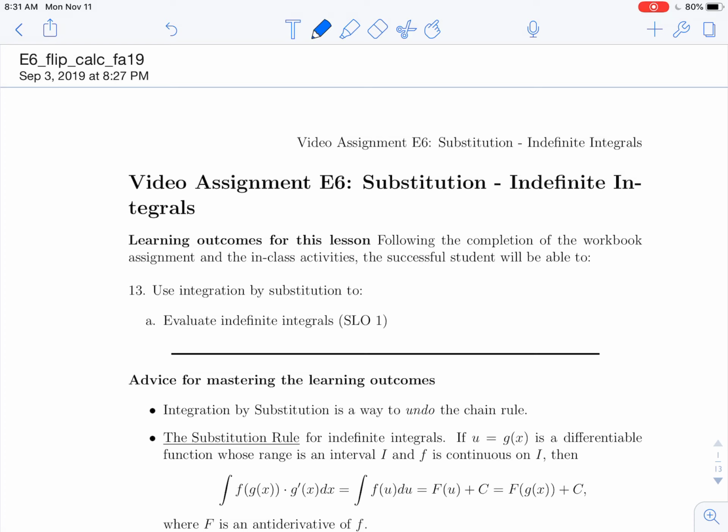Video assignment E6, Substitution, Indefinite Integrals. Learning outcomes for this lesson. Following the completion of the workbook assignment and the in-class activities, the successful student will be able to 13. Use integration by substitution to evaluate indefinite integrals.